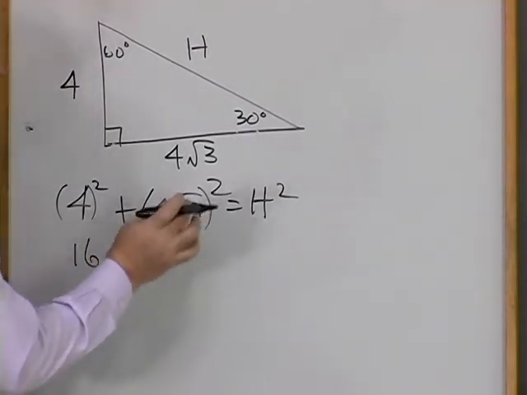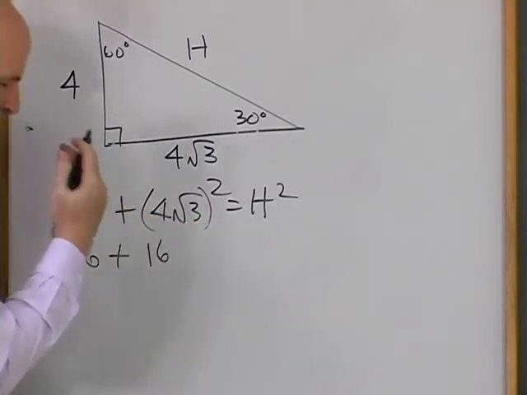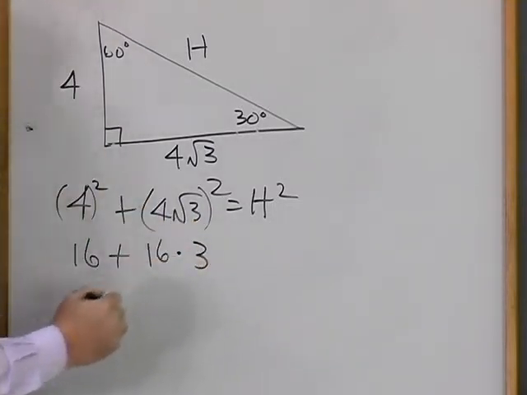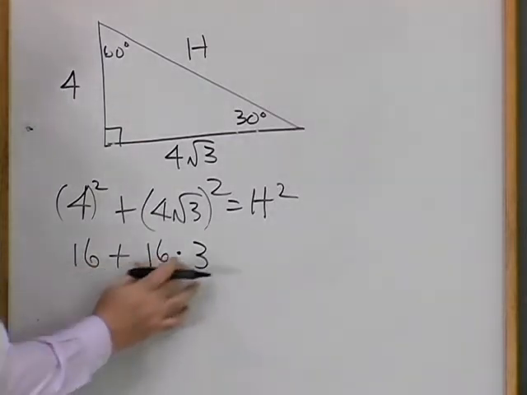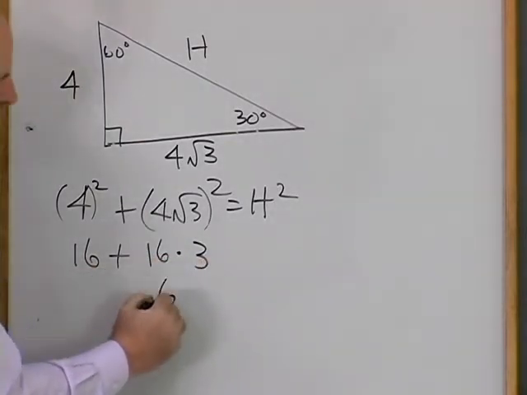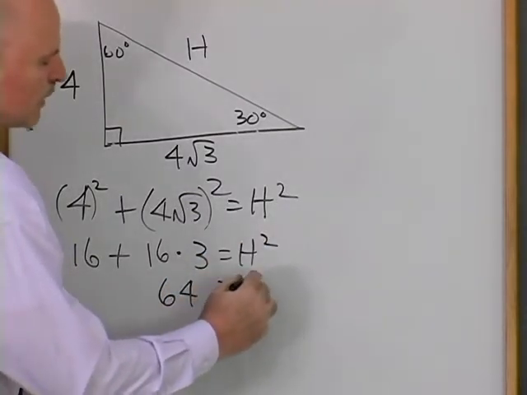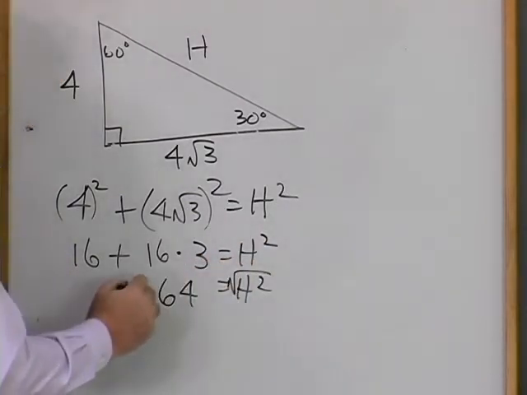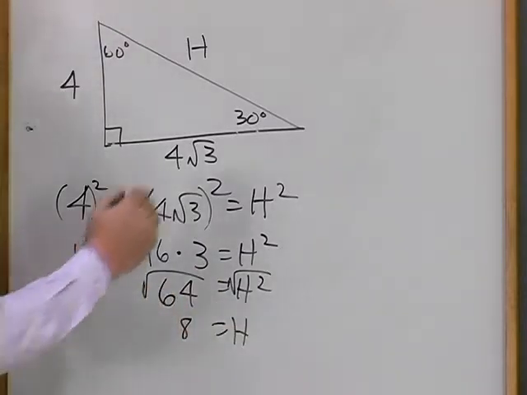16. What's the square root of 3 times the square root of 3? 3. So I'm just going to put in 16 times 3. Now we can add this up. 16 plus 48 is 64, and that's equal to our hypotenuse squared. If we take the square root of both sides, the hypotenuse is 8.